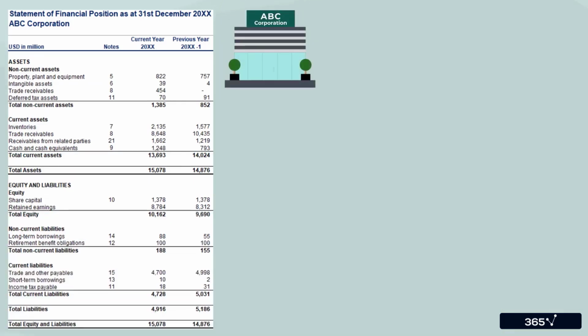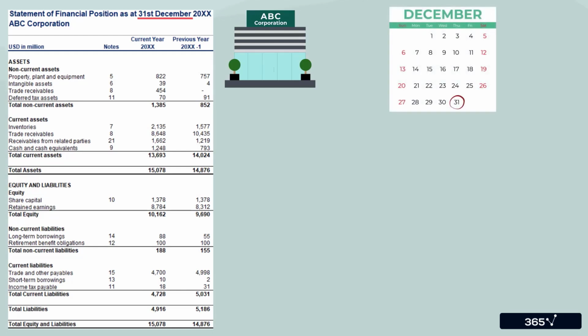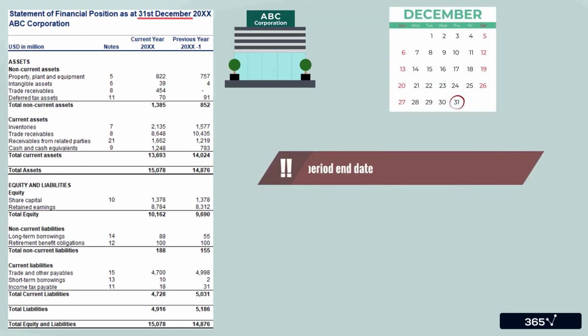Its statement of financial position is prepared as at 31st of December each year, so we say that the balance sheet date is December 31st. In practice, the end period date of your projected statement does not necessarily have to be the same as the firm's financial year end. It can vary depending on your budget, horizon, and goals.